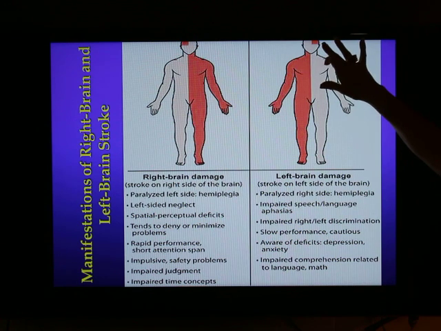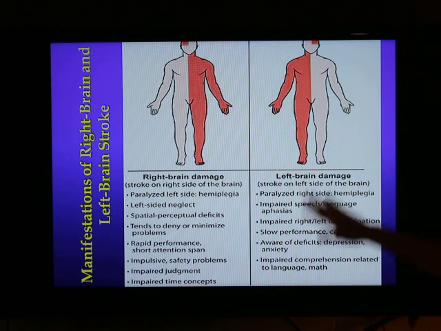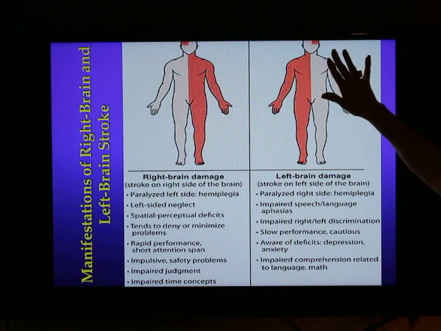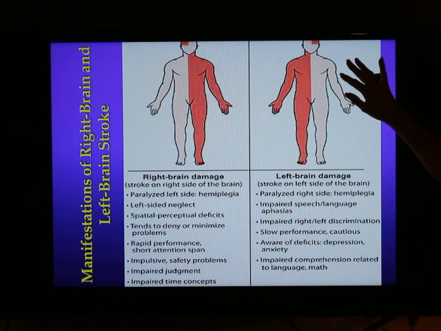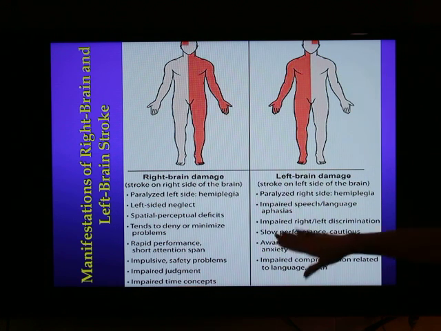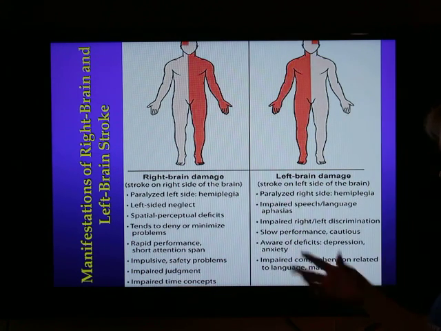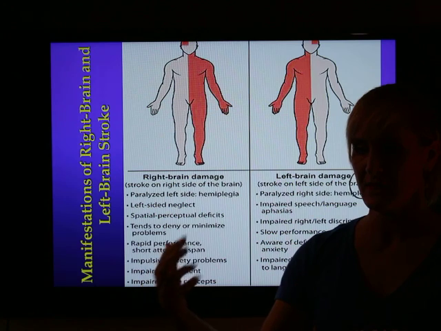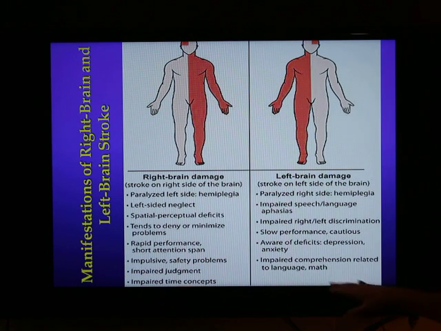Then patients who have strokes on the left side of the brain are going to have right-sided hemiplegia. These patients tend to have more impaired speech. They're going to have more of the aphasias I was telling you about, the expressive and receptive aphasias. They have right and left discrimination impaired, so they have a hard time telling if something's on the right or on the left side.